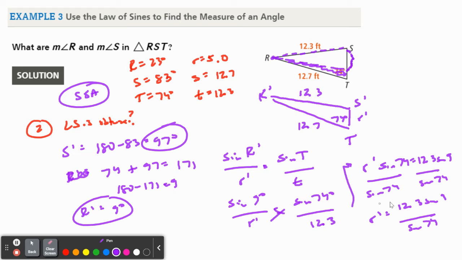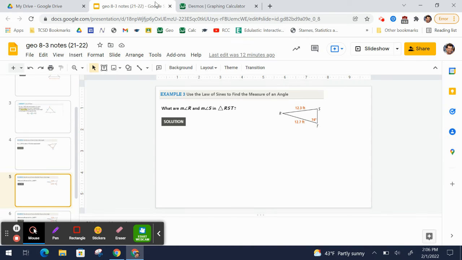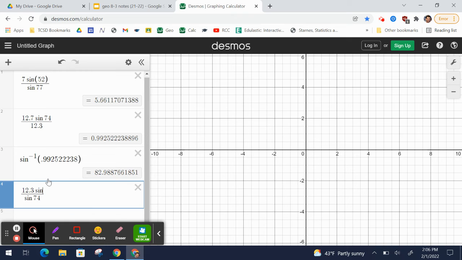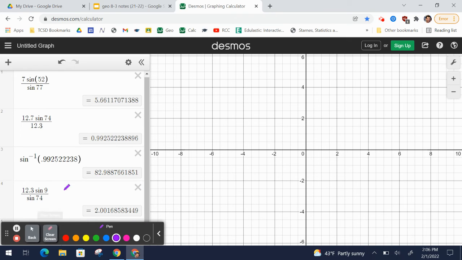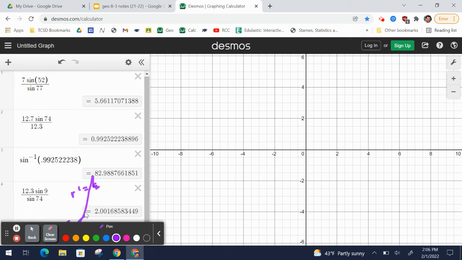And we're going to type that into Desmos and get an answer. And it's going to be shorter than 5 because, again, the triangle is different looking. 12.3 sine of 9 over sine of 74. And you'll see that when I go there, I already have that in the calculator. 12.3 sine of 9, just change that to a 9. And you can see now that your length of r prime is now, sorry, buttons.